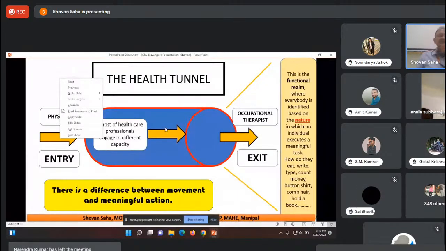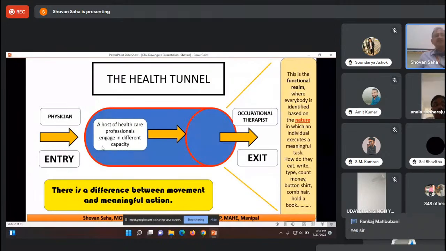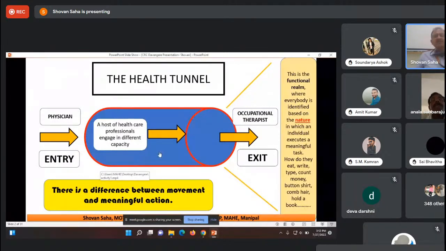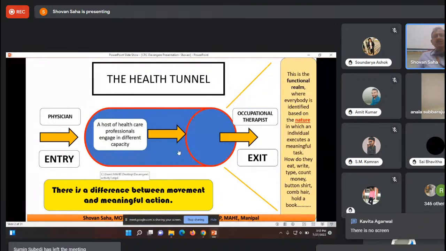Okay, so this is a health tunnel. I mean, this is how I perceive it. This is a health tunnel, and at the entry of this tunnel, most of the time there is a physician, and the patient walks into this tunnel, and based on the need of the individual, there are a host of professionals who engage with this patient and try to bring changes.